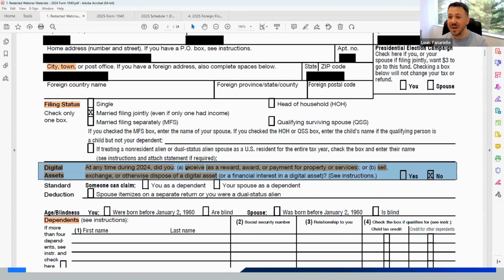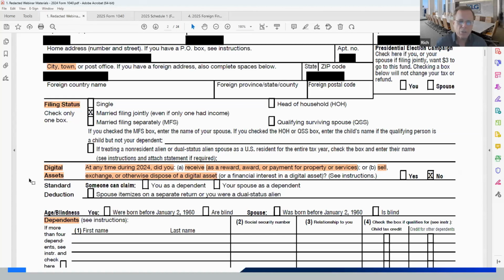And there are a lot of people out there that are receiving compensation in the form of cryptocurrency now. There's actually an NFL player who's getting paid in Bitcoin. So that person would have to check off the yes because they're receiving digital assets for services.